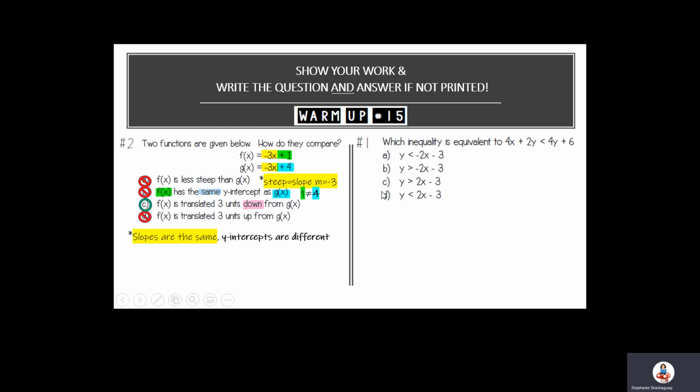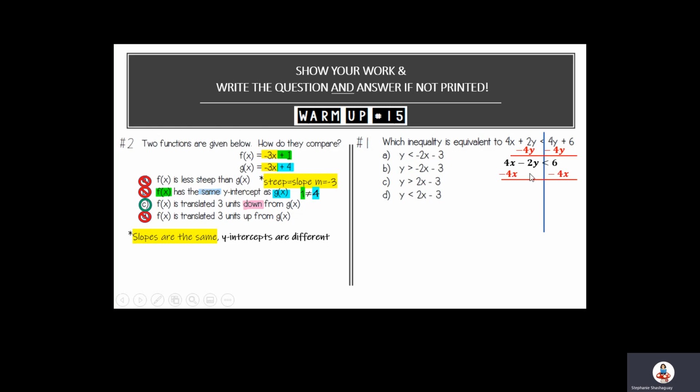In question number 1, which inequality is equivalent to 4x plus 2y is less than 4y plus 6? Well, I need to solve for y. So the first thing I'm going to do is split my equation where the inequality is and start to move my variables. So I want to move my y's to one side. So I'm going to subtract 4y from both sides. And I get 4x minus 2y is less than 6.